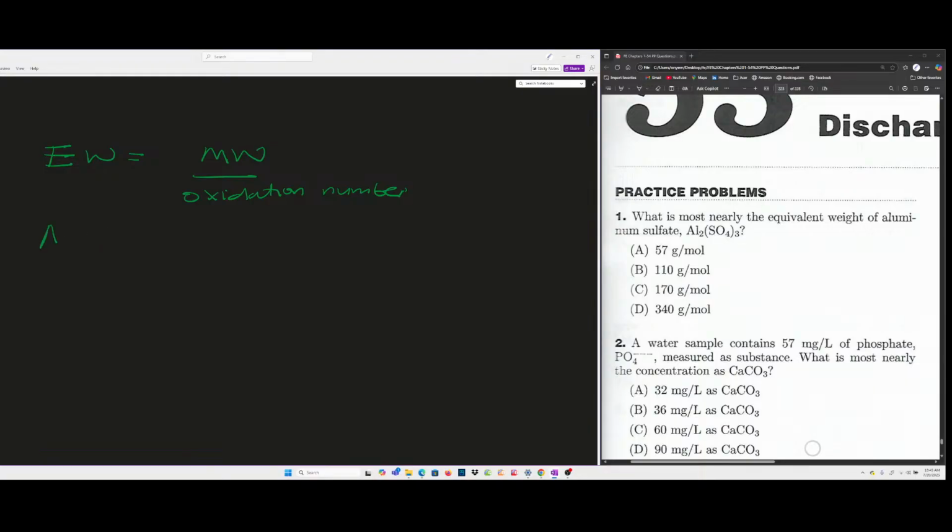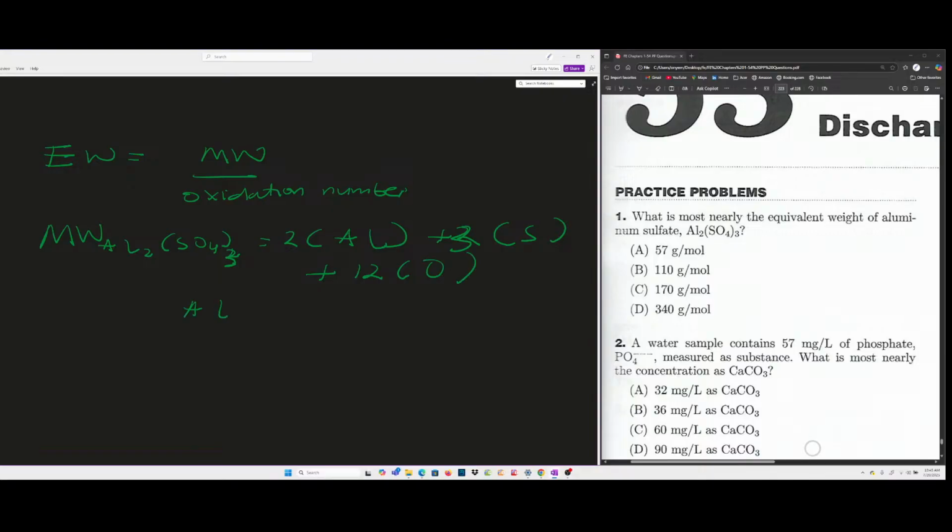So the molecular weight of aluminium sulfate is going to be: how many aluminiums do we have here? We have two aluminiums, right? Plus this is going to multiply everything in the bracket, so we're going to have, sorry, SO4 to the 3. So we're going to have 3 sulfur molecular weights plus 3 times 4, which is 12 oxygen.